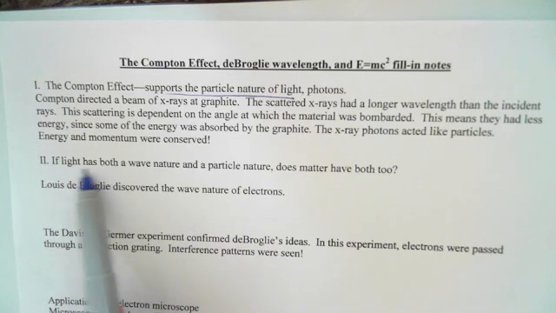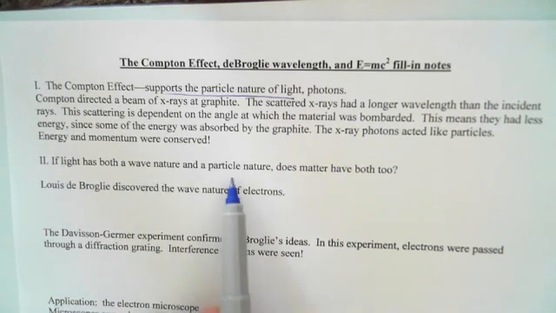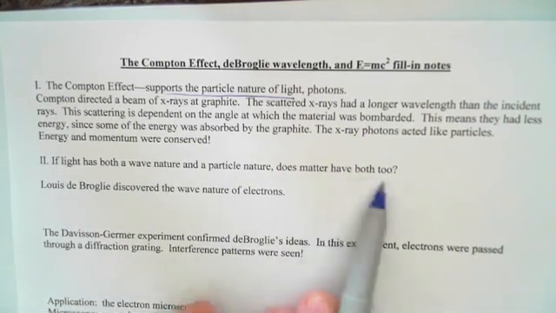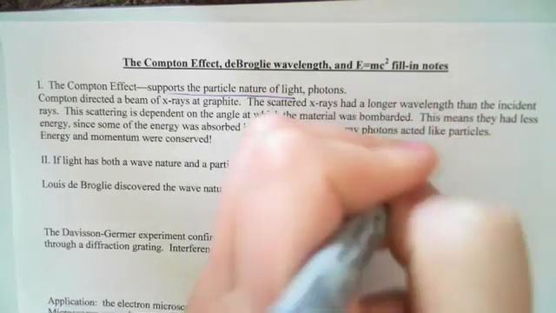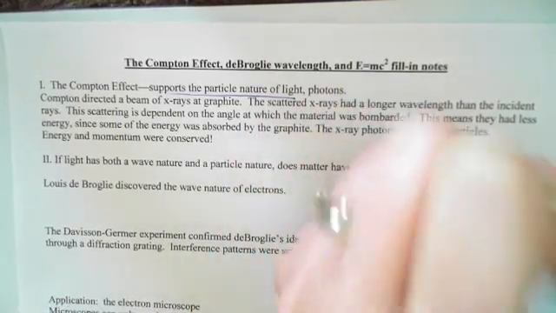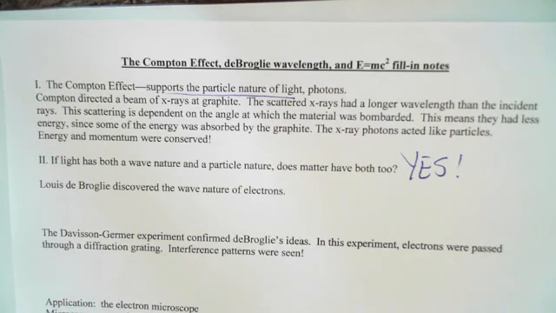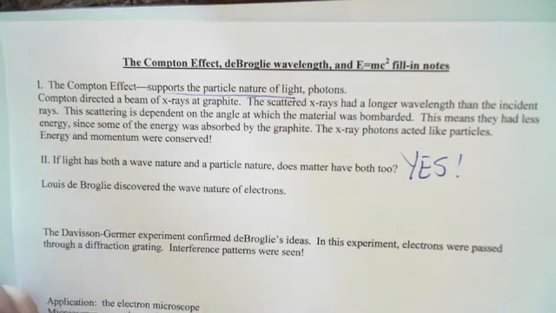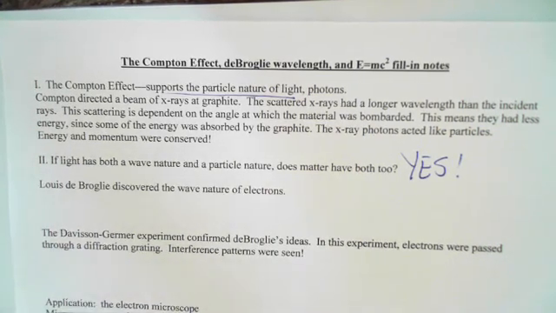So the idea is, if light has both this wave nature and particle nature, does matter itself have both too? And the answer is yes. Okay, so this is pretty revolutionary. It's the idea that electrons, and really any matter, but we've been able to see it experimentally shown with electrons, exhibit a wave nature as well.